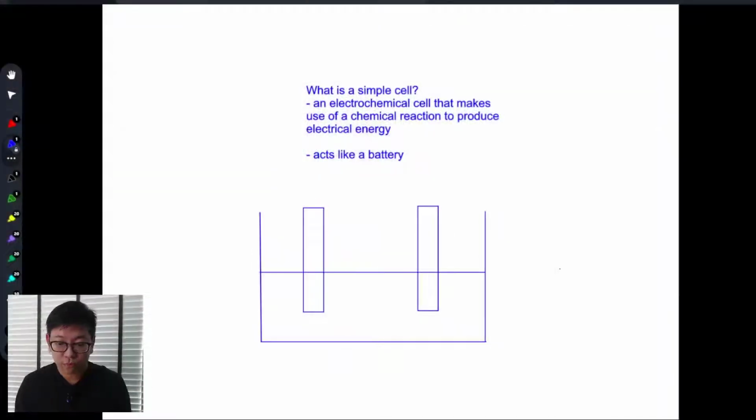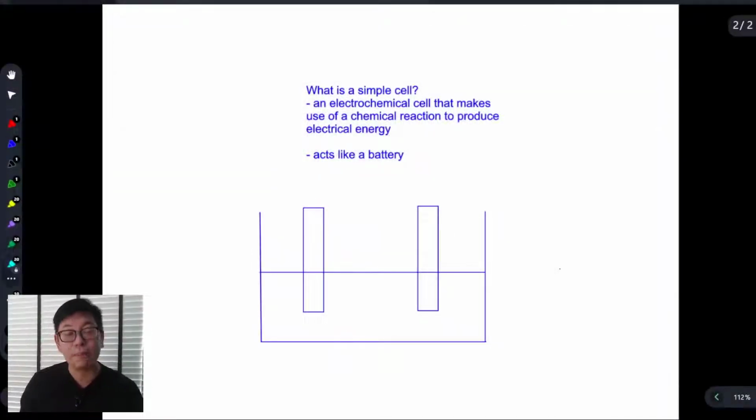So here, first of all, I'm going to talk about what a simple cell is. It basically makes use of a chemical reaction to produce electrical energy. All right, think of it like a battery.